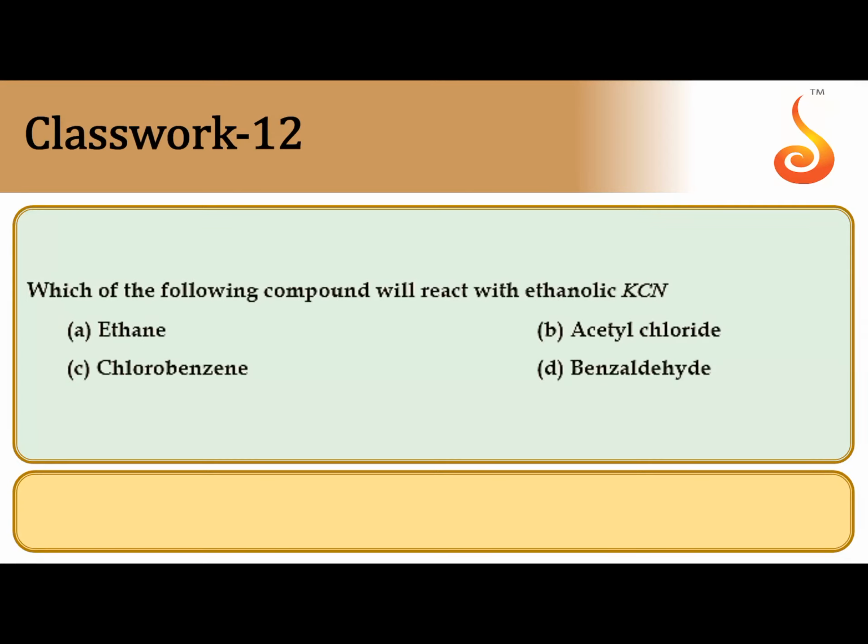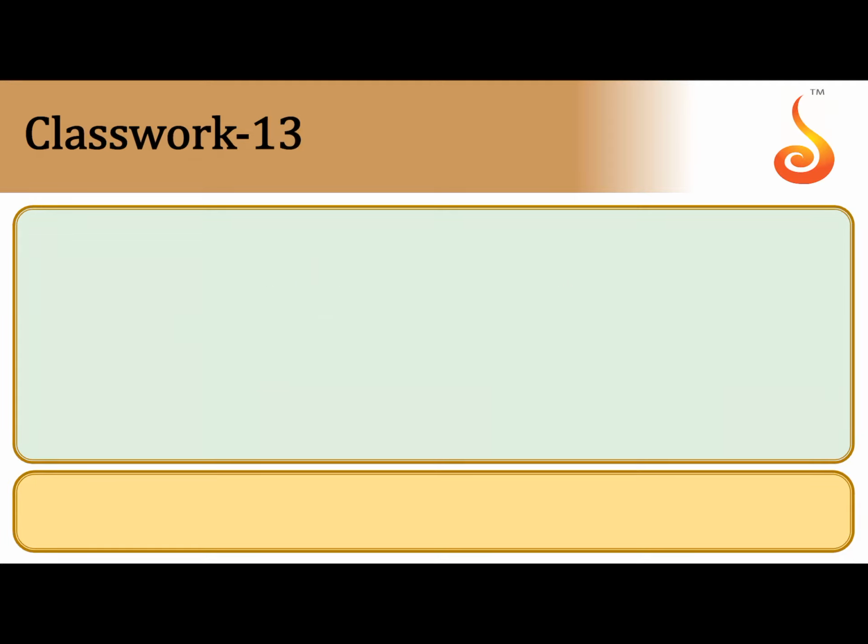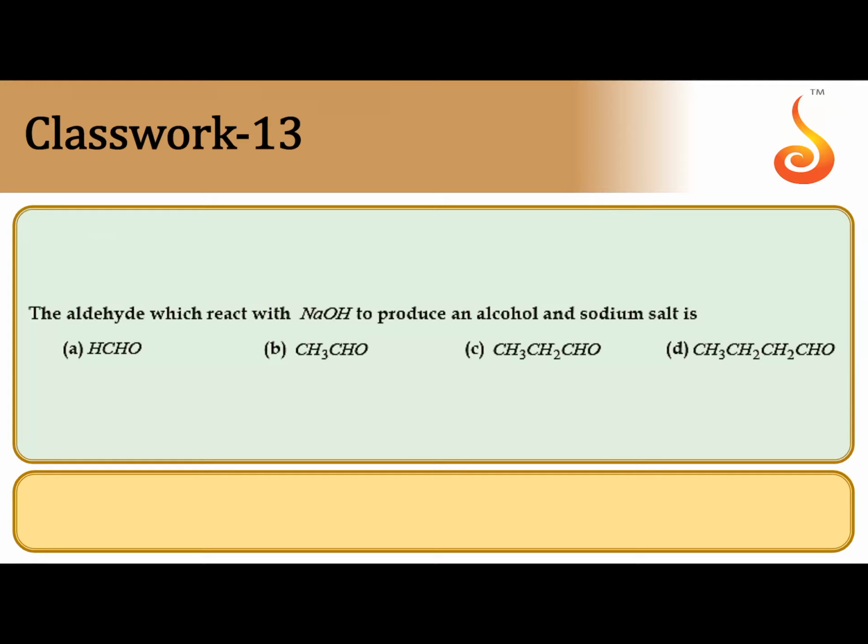Which of the following compounds will react with ethanolic potassium cyanide? Almost the same type of question we have already discussed. Benzaldehyde can react with alcoholic potassium cyanide and undergoes self condensation to give benzoin. The aldehyde which reacts with sodium hydroxide to produce an alcohol and sodium salt. So if the aldehyde is able to produce an alcohol, aldehyde to alcohol is reduction.